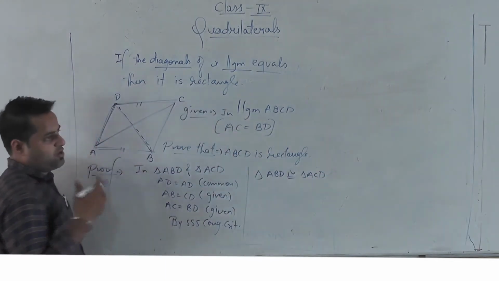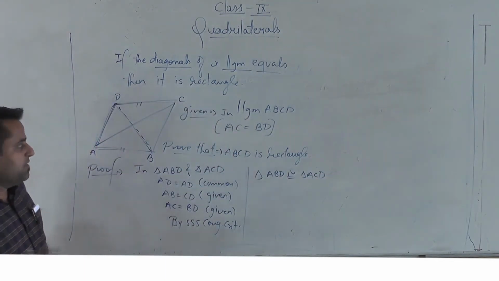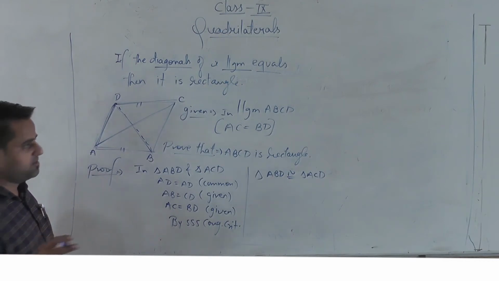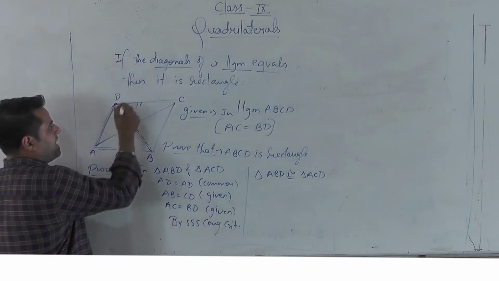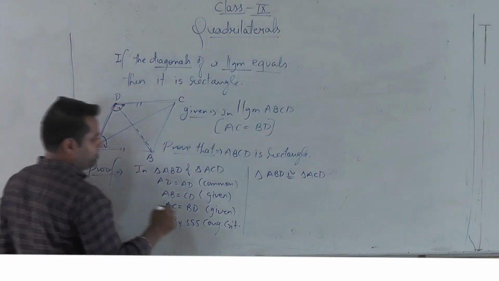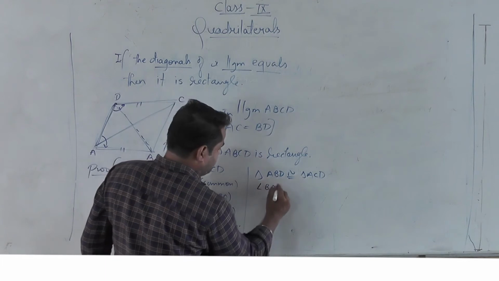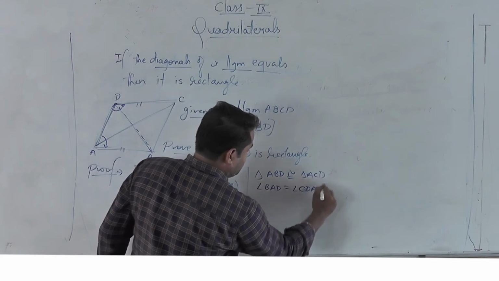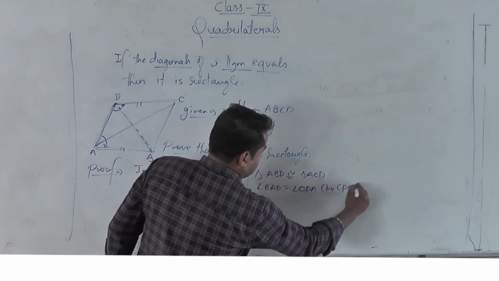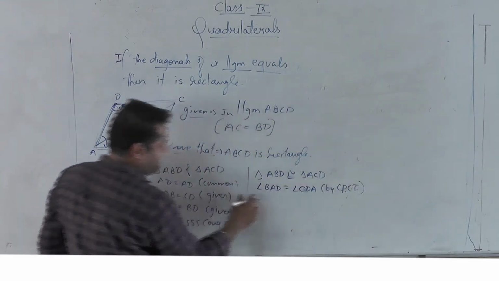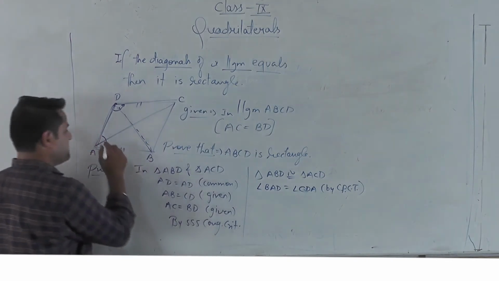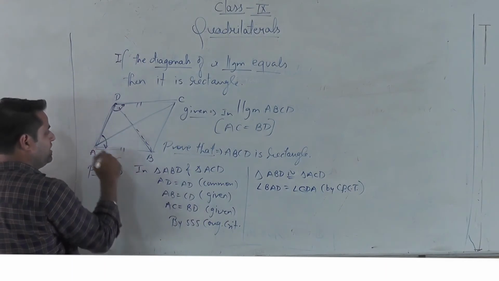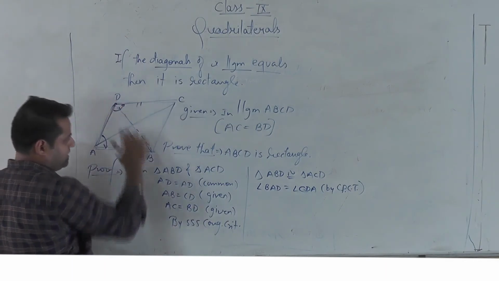Since they are congruent, what can we conclude from it? We can conclude that from these two triangles, the co-interior angles A and D will be equal. So I am writing here BAD is equal to CDA, by CPCT. So angle BAD means this angle A whole and CDA means angle D whole.